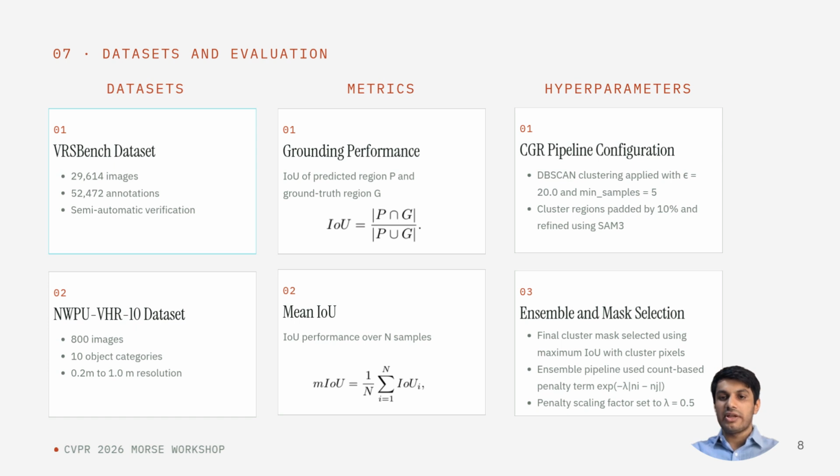On the hyperparameter side, the CGR pipeline uses DBSCAN clustering with epsilon equal to 20 and a minimum cluster size of 5 samples. After clustering, the regions are padded with 10% before being refined using SAM3 segmentation. For the ensemble and mask selection stage, the final cluster mask is selected based on the region with the maximum IOU with cluster pixels. We also apply a count-based penalty term of the form exponential of minus lambda times the absolute count difference, where lambda is set to 0.5. This helps penalize inconsistent object counts across different pipeline predictions and improves ensemble robustness.